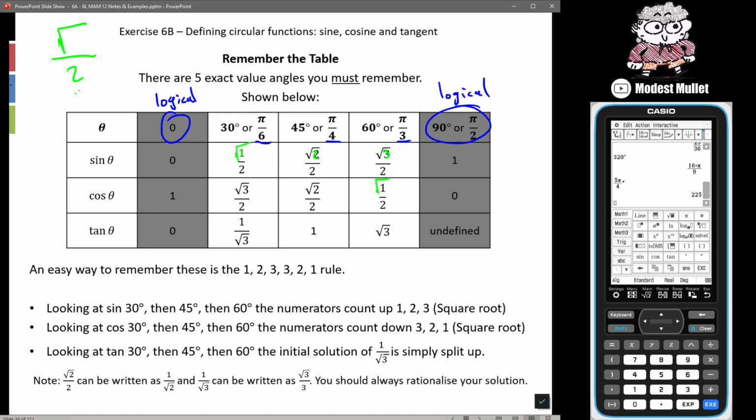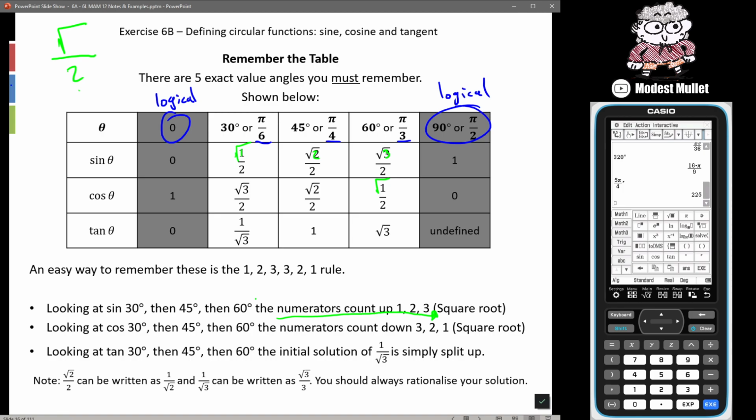Now, how do we know if it's the 1, 2, or 3, or the 3, 2, or 1? Well, some people remember how to build the table, and at the very start of the test or SAC, the very first thing they do is write down the table. And the trick here is, for sine, the numerators count up. They go up, 1, 2, 3, and then for cos, the numerators go down, 3, 2, 1.